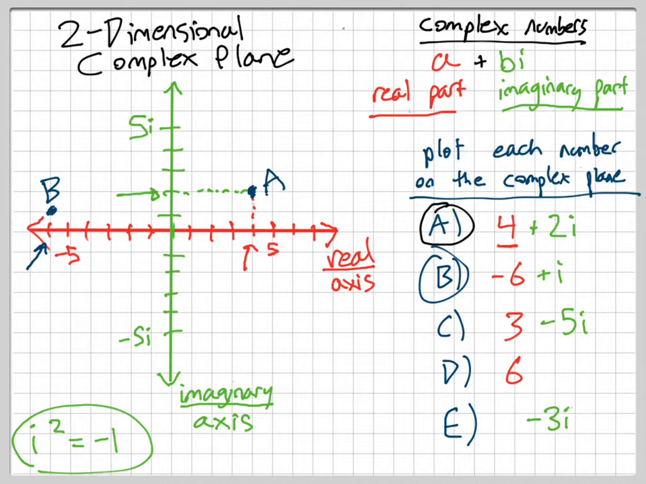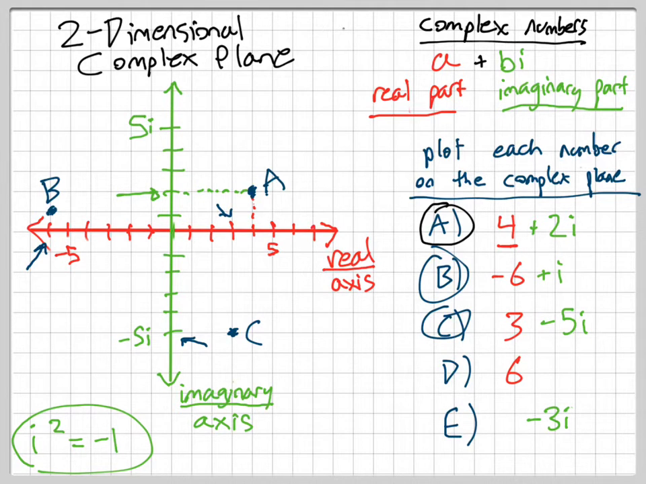Point C has a real part that is +3, so that is going to be 3 units to the right on our real axis, and its imaginary part is -5i, so 5 units down on our imaginary axis. So the complex number 3 minus 5i is this point right here.